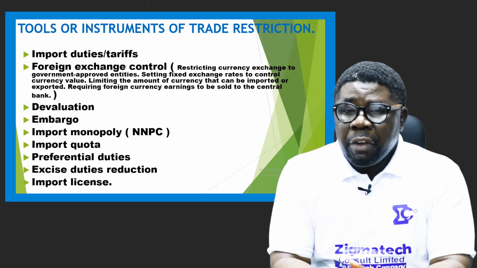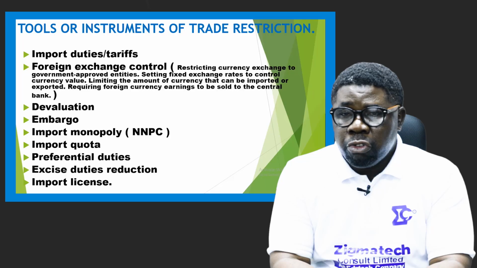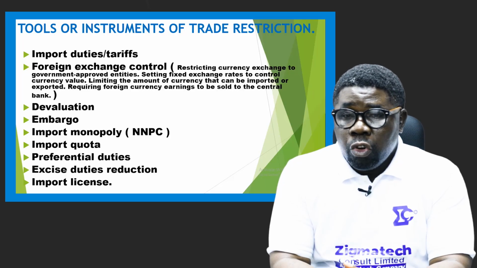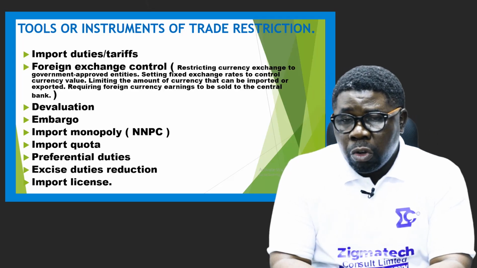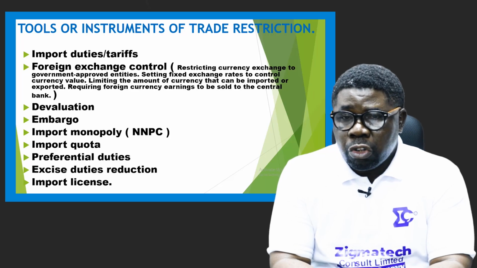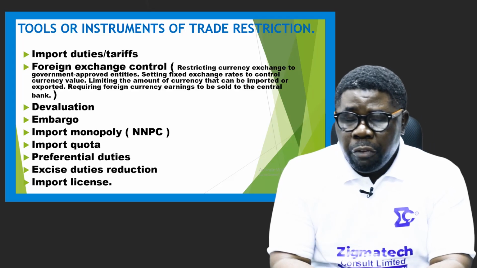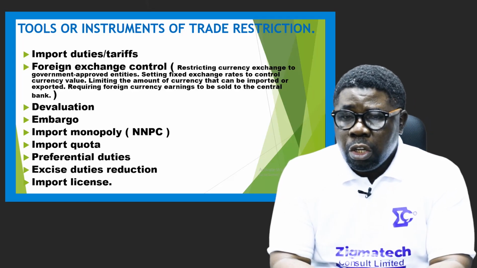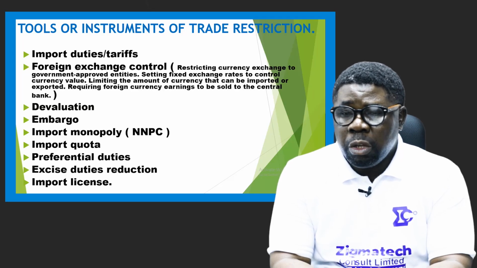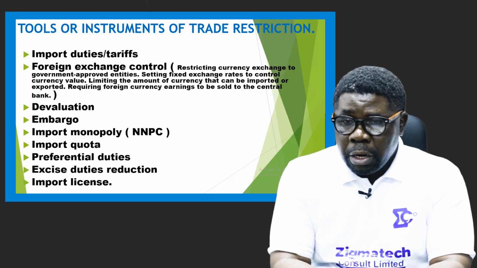Then you have embargo. This is an outright ban of trade on some goods or services. When the government places an embargo on some goods, it means that nobody in that country is allowed to trade in such a product or service. Then you have import monopoly, whereby the government of a country allows only one entity to be the sole importer of some kind of products. In this case, NNPC is the only one that is allowed to import finished fuel products.